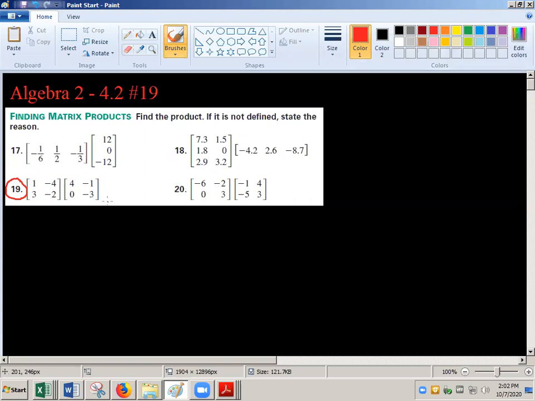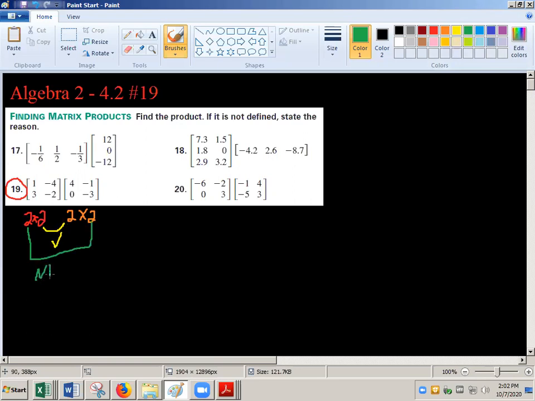So the first thing I want to look at here is what are the dimensions of these two matrices. I have the one on the left, which is a 2 by 2, and it's always rows by columns. And the one on the right, which is a 2 by 2, again rows by columns. I need to look to see that the inner terms match up, which they do, check. And now I look to my outer terms to define my dimensions.